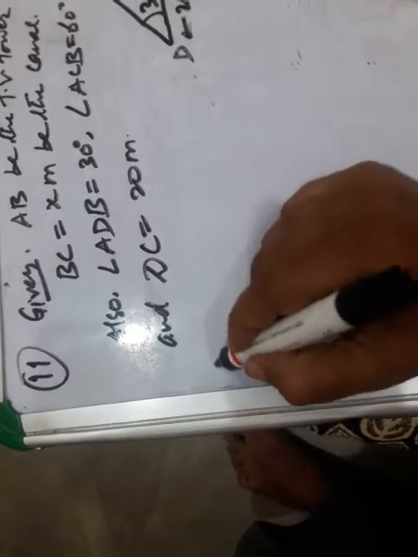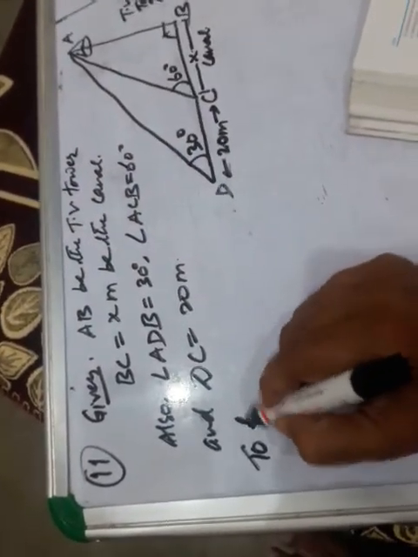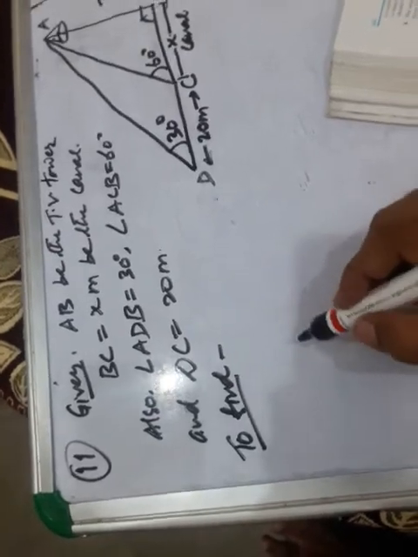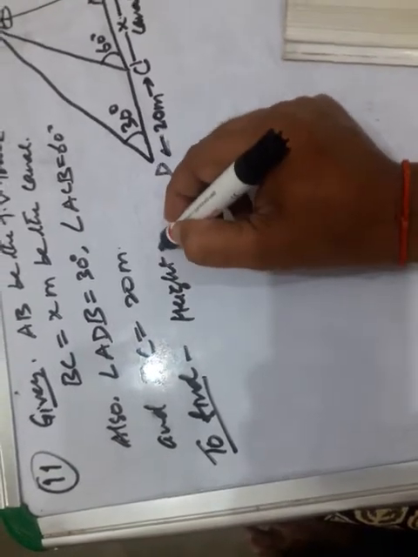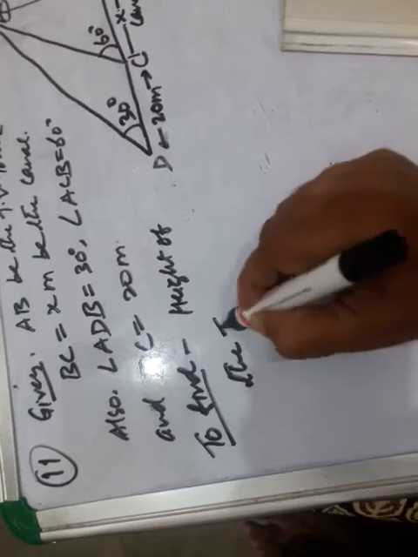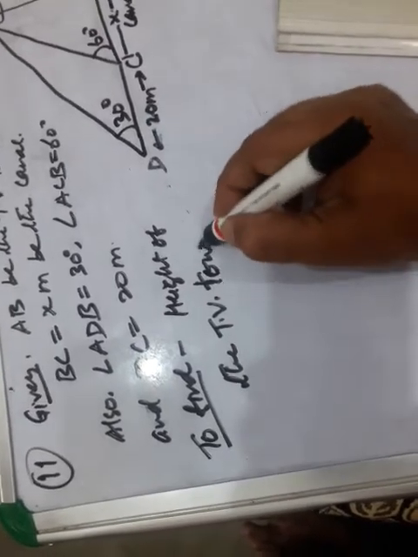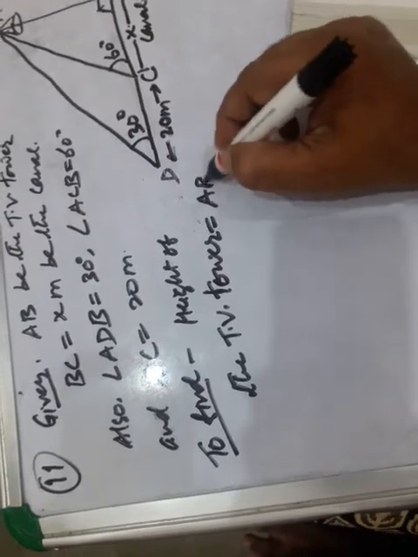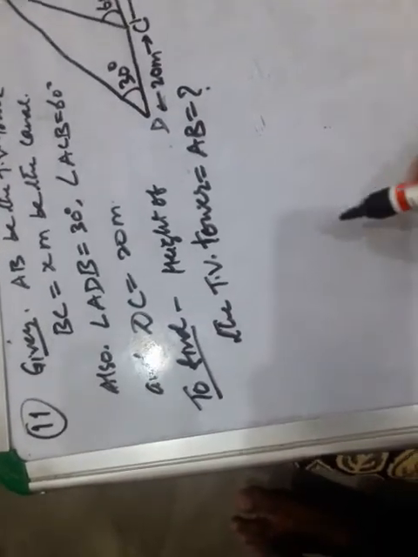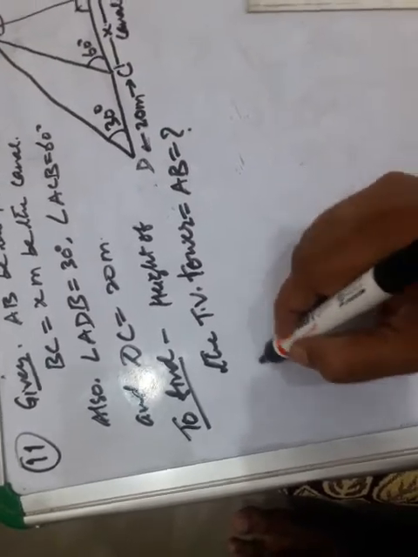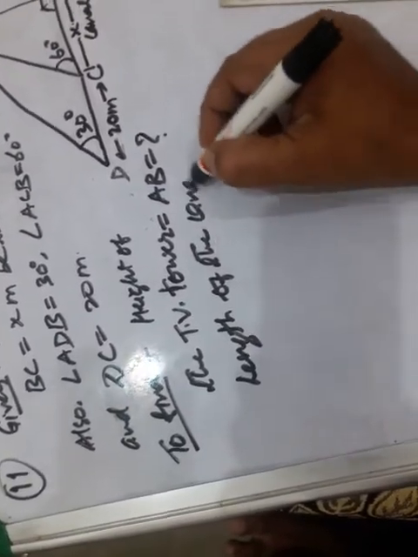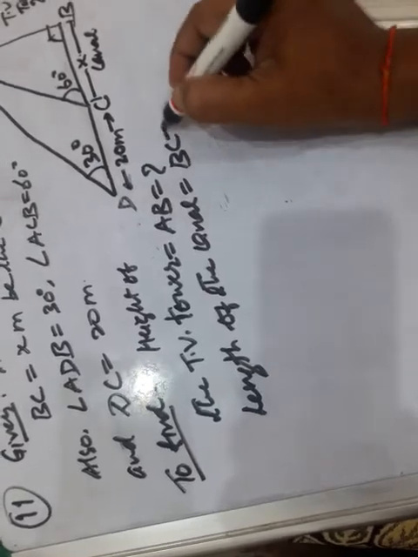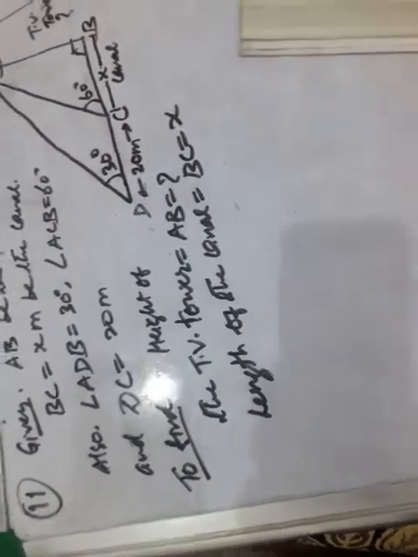What do we have to find? We have to find AB, the height of the TV tower, and BC, the length of the canal, equal to x. Clear? Let us move to the solution.